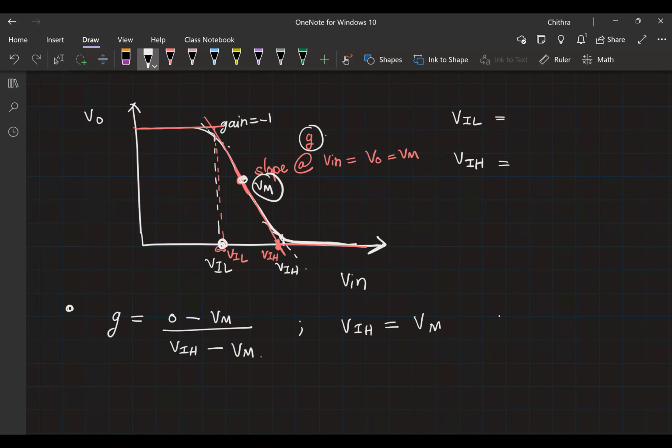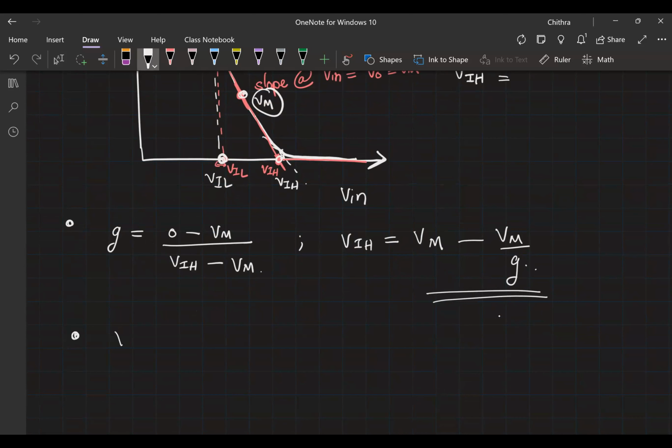This should be equal to Vm minus Vm by G. So is VIH greater than Vm or lesser than Vm? Is G positive or negative? G is negative, right? The slope of this line is going to be negative. So this G is negative, so minus Vm by G is a positive quantity. And as you expect, VIH is going to be greater than Vm.